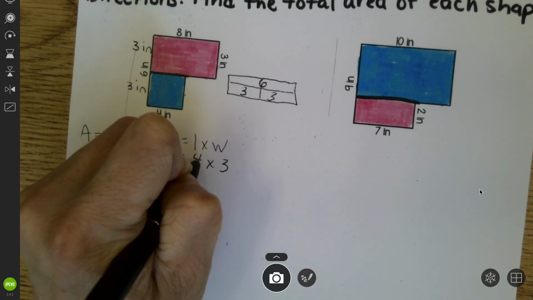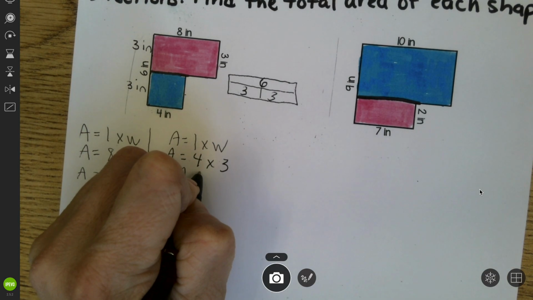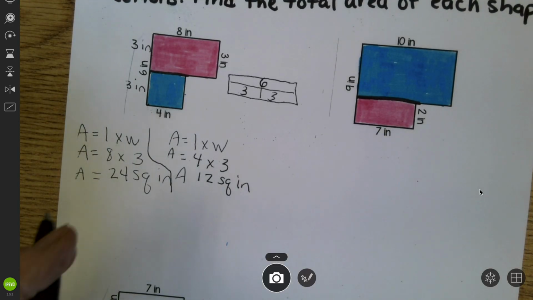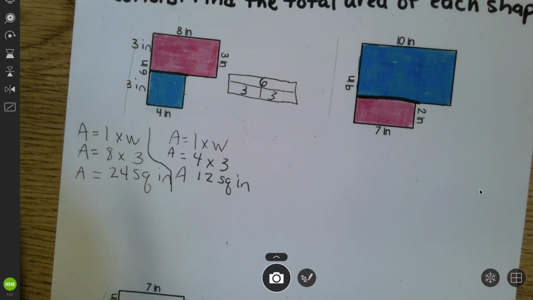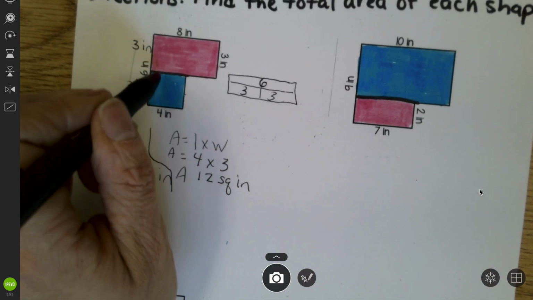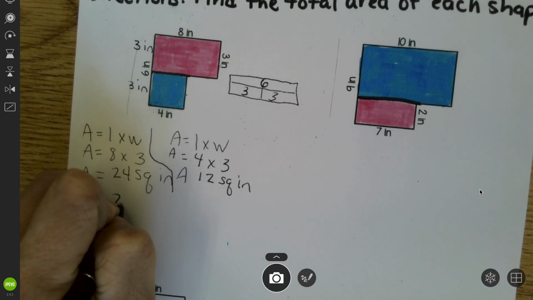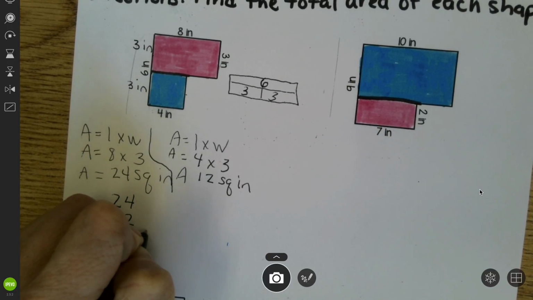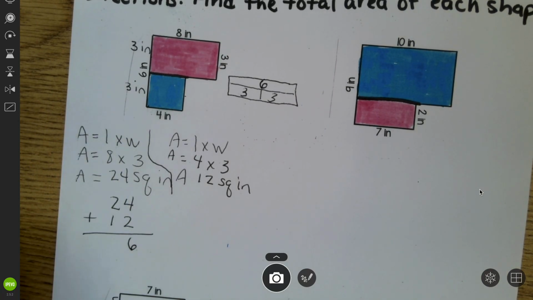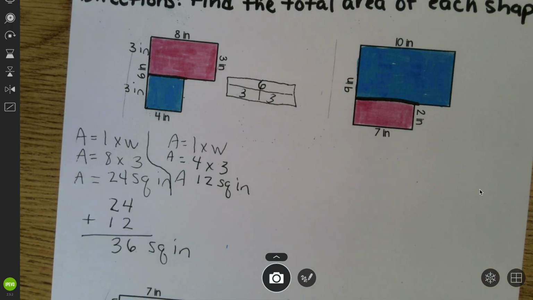Now let's solve. We're going to skip count by 4s 3 times. 4, 8, 12, stop. 4 times 3 is 12 square inches. So I know that the area of this one here is 24 square inches, and the area of this is 12 square inches. How do I figure out the total area of this whole combined rectangle? I need to add my numbers together. So 24 plus 12 equals, I start in the ones place, 4, 5, 6. Go to the tens place, 2, 3. 36 square inches is my answer.